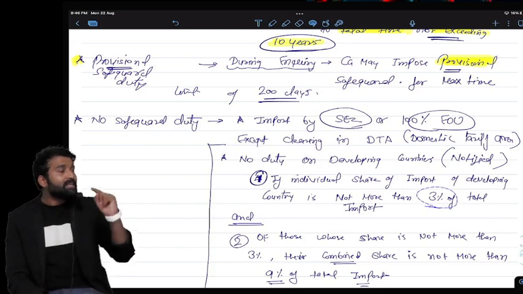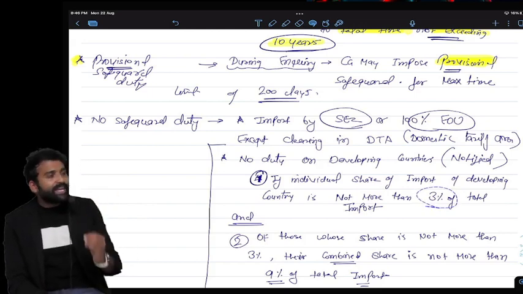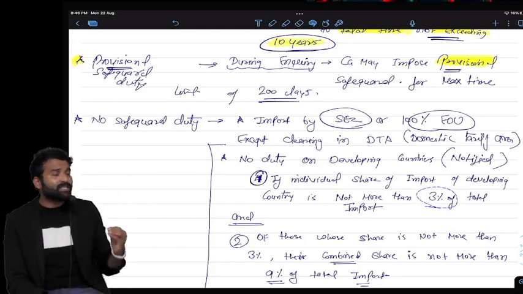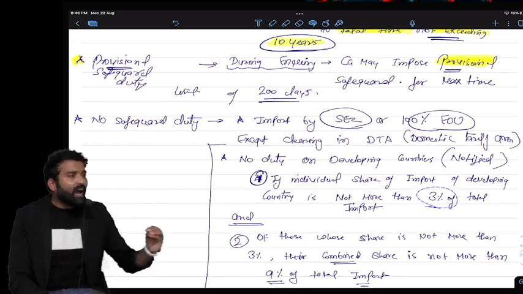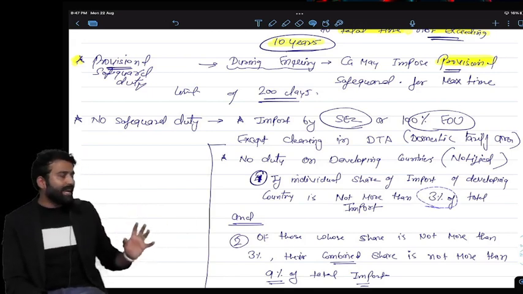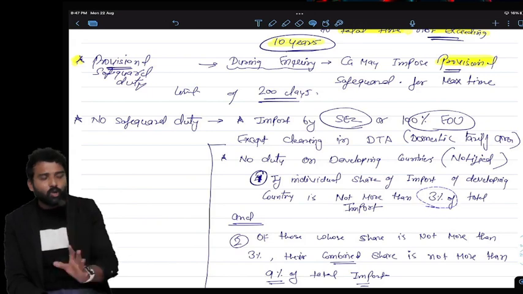वो सेफगार्ड ड्यूटी सिर्फ तब पे करेंगे जब वो इंडिया में बेच रहे हैं। If they are not selling in India, they are not selling in the domestic tariff area, they are not going to pay any kind of custom duty, even no safeguard duty.